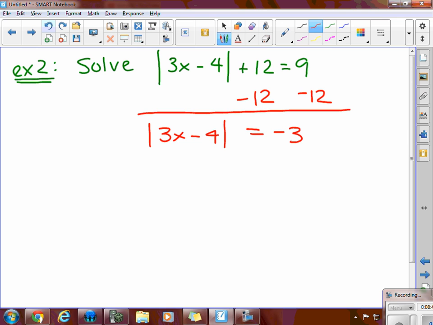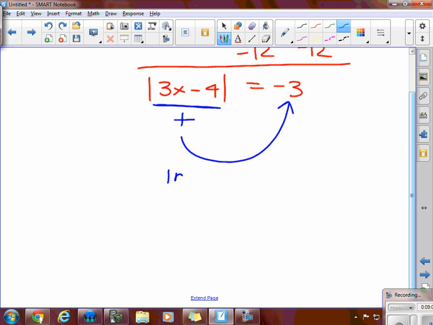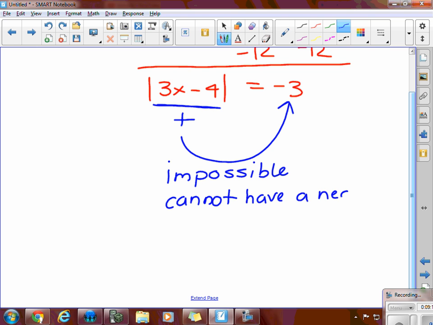Something should be sticking up in your head saying something's not sitting right here. We know that the absolute value, anything in absolute value, has to equal a positive value. If we look, it's saying it's equaling a negative 3. That cannot happen. This whole situation then is impossible. We cannot have a negative absolute value. So in this situation, we would deem it to have no solution.